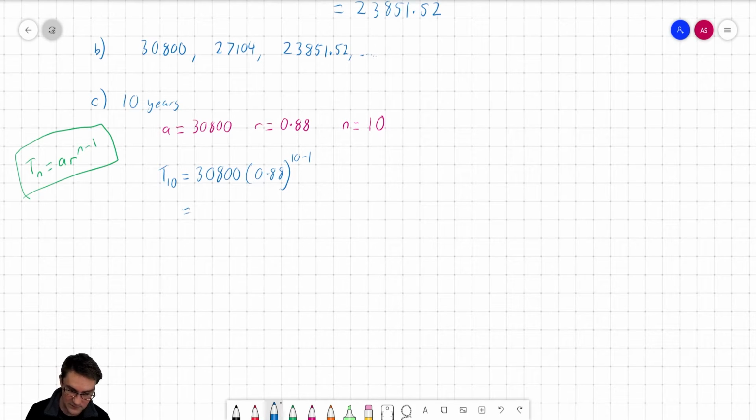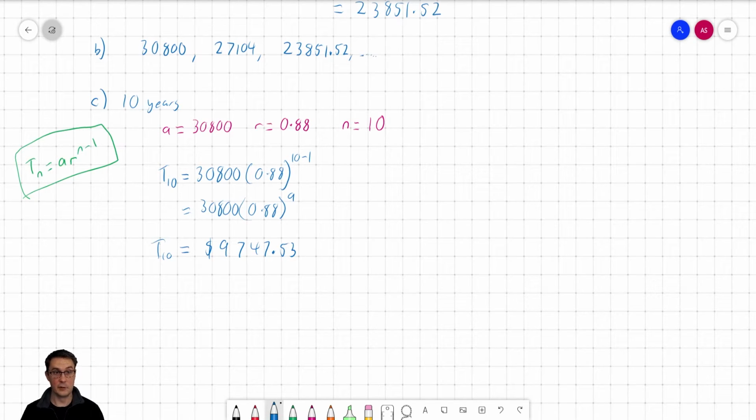So simplifying this a little bit to make it easier before we type it into our calculator to get the answer, that's going to be to the power of 9. And so now as we work this out, we've got T10, and that's going to be equal to 9,747 and 53 cents. So there we go, worked it out for 10 years.